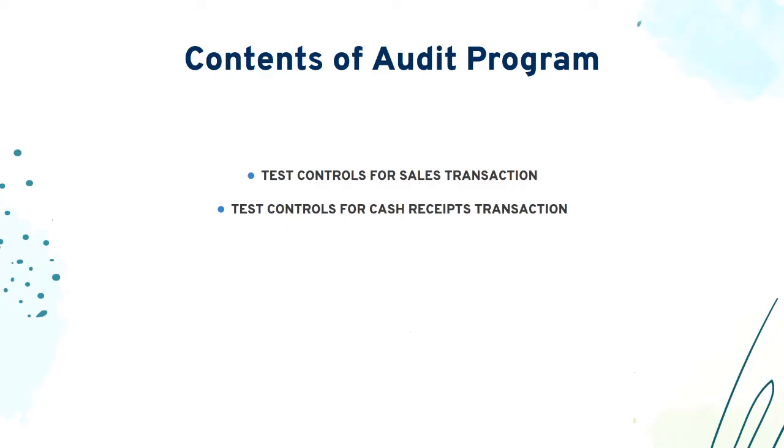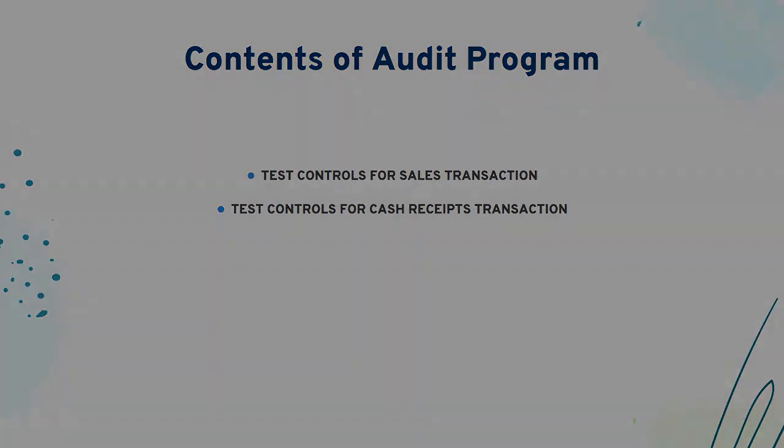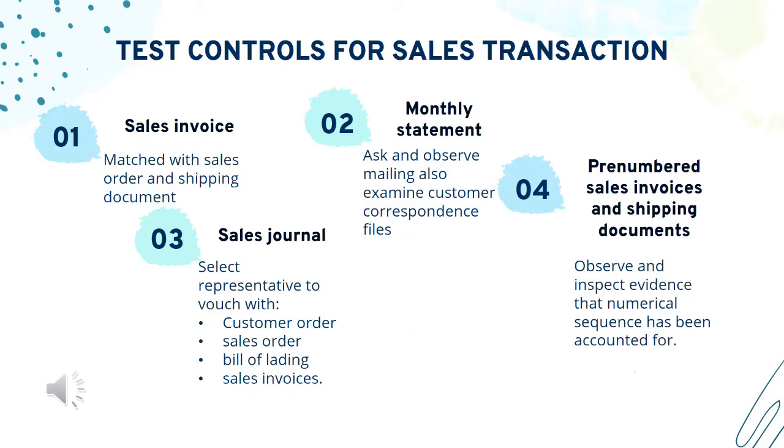For the contents of the audit program, there will be test controls for sales transaction and also test controls for cash receipt transaction. There are 7 methods for test controls for sales transaction that we can go through, which is, 1, sales invoice. We can ask whether the sales invoice independently matches with the sales order and shipping document related.